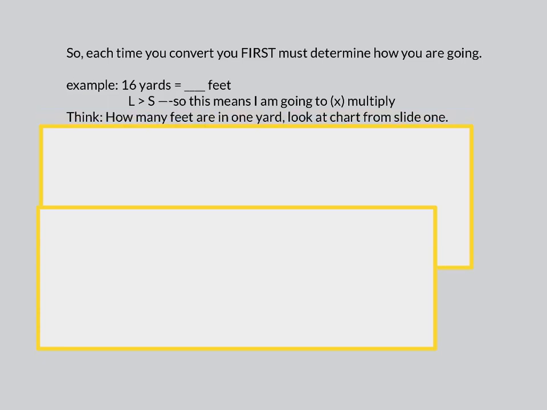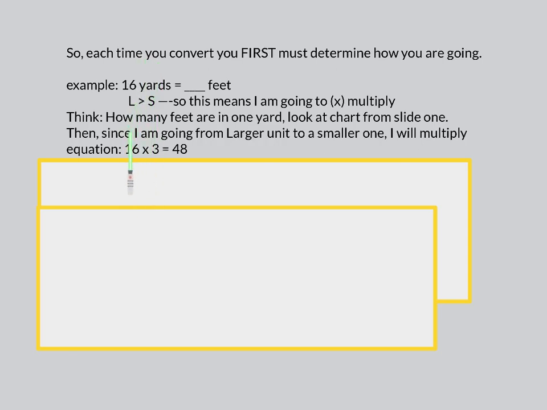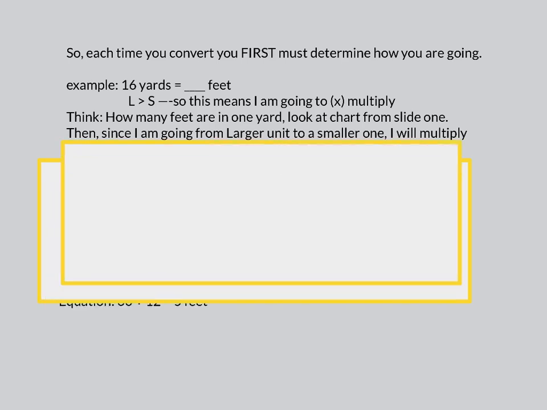You think, how many feet are in 1 yard? So let's look at that chart from slide 1. And from the chart on slide 1, I know that there are 3 feet in 1 yard. So then, since I'm going from a larger unit to a smaller one, I will multiply. So the equation will be: take the 16 yards, which I have right here, and I'm multiplying it by 3 because there's 3 feet in every yard. And then I get 48 as my answer. Okay, next, example 2.